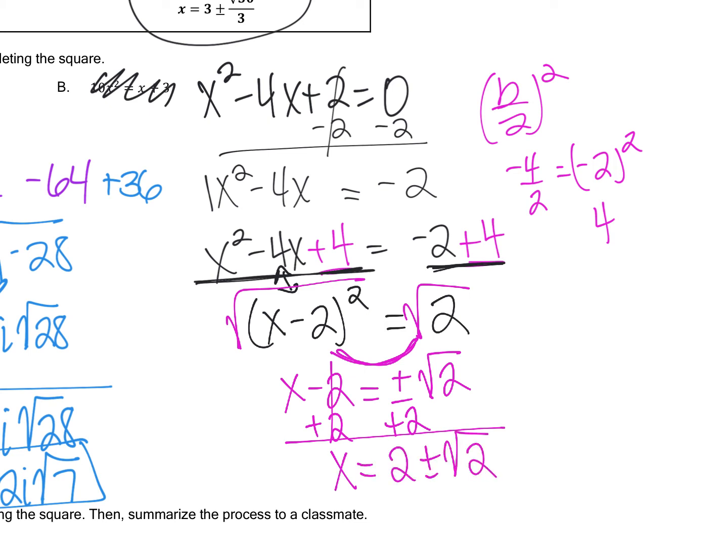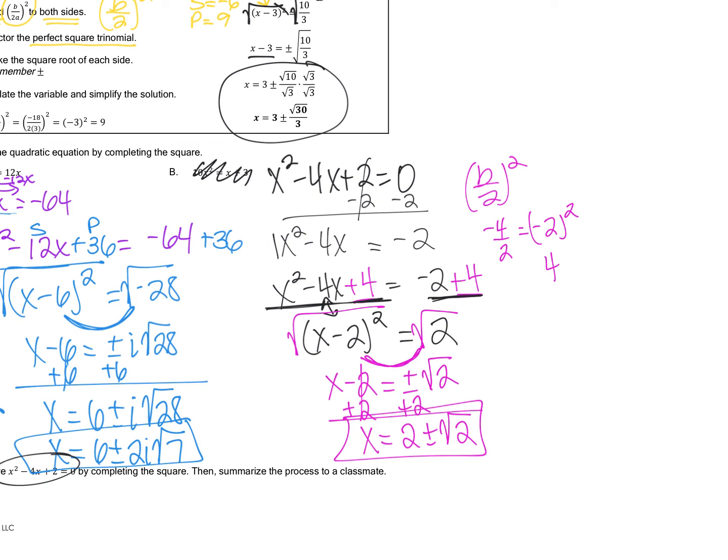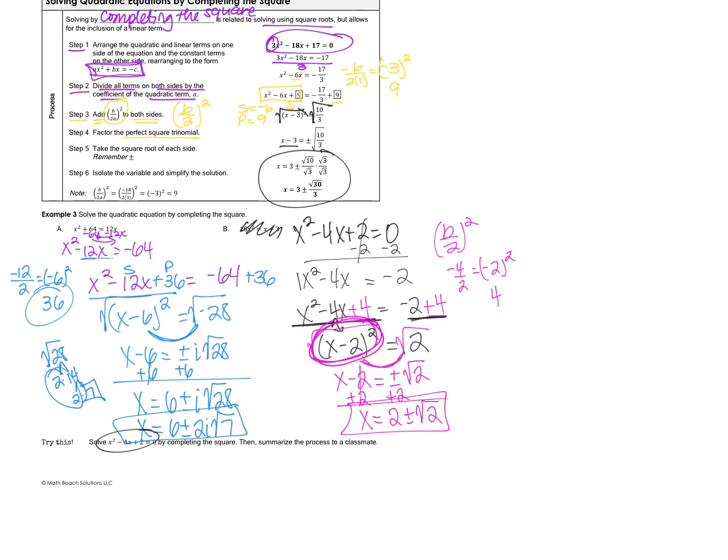And check your radical at the end. Notice square root of 2 is not perfect, and we can't simplify it. So that's as far as you can go. So this is called completing the square. Your goal is to try and make it look like this, so that way you can use the square root method after that. If you have any questions, let me know.